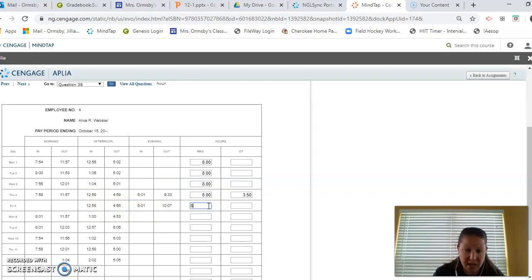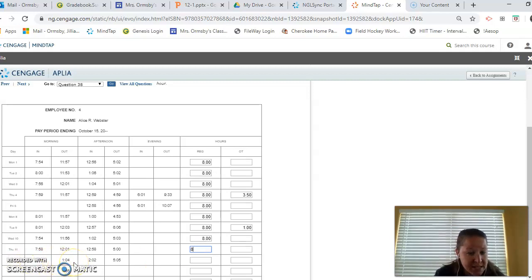The next day on Friday, they worked 1 to 5 and 6 to 10. That would still be 8. Then we have 8 to 12, 1 to 5, 8 the following Monday. 8 to 12, 1 to 6. So that would be 8 regular hours and 1 overtime hour. Again, 8 to 12, 1 to 5, so that's 8. 8 to 12, 1 to 5, that would be 8.